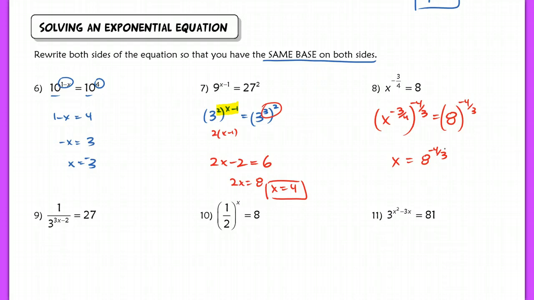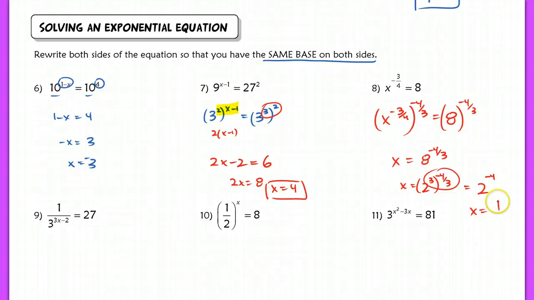I want to rewrite 8 as a base of 2. So I have 2 to the 3rd raised to the -4/3. Now when I multiply them, that rational part is actually going to cancel out here. Those 3's are going to cancel, and I'm going to be left with 2 to the -4th power.